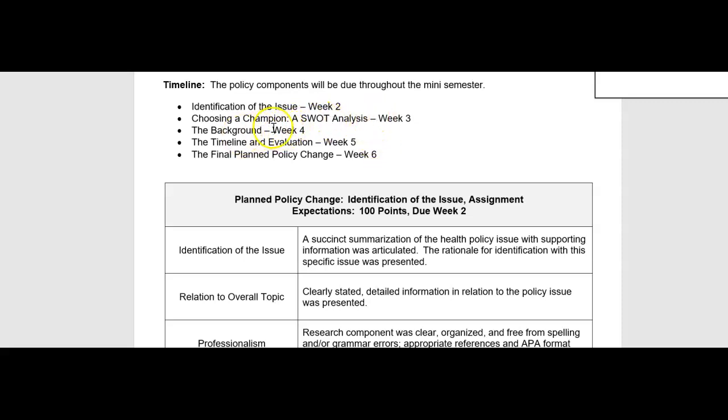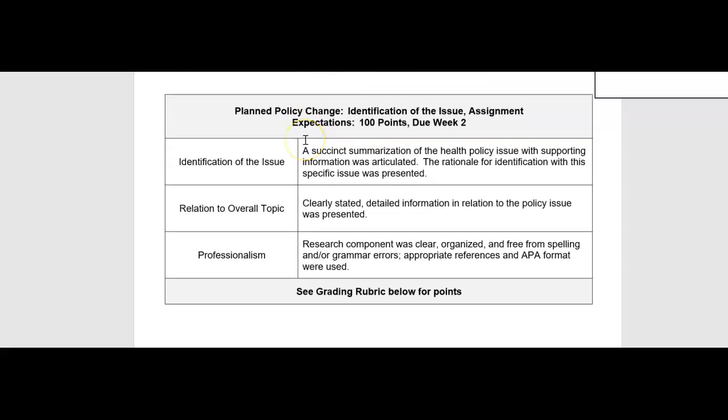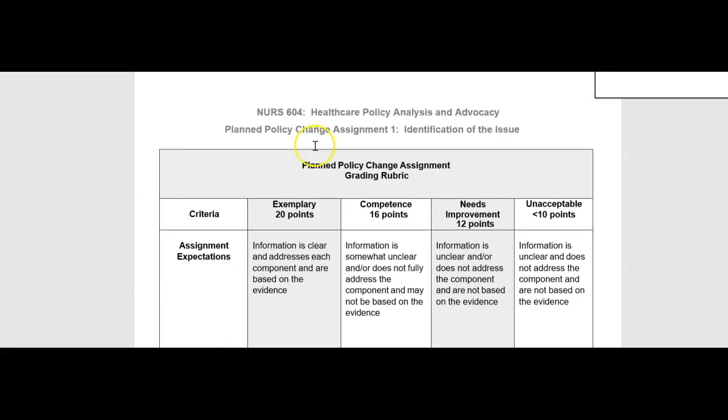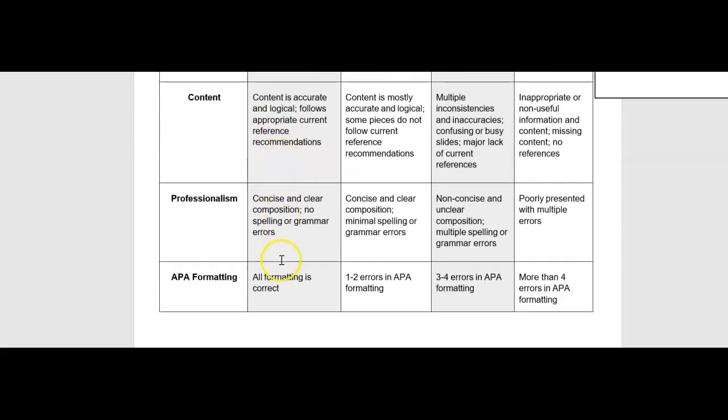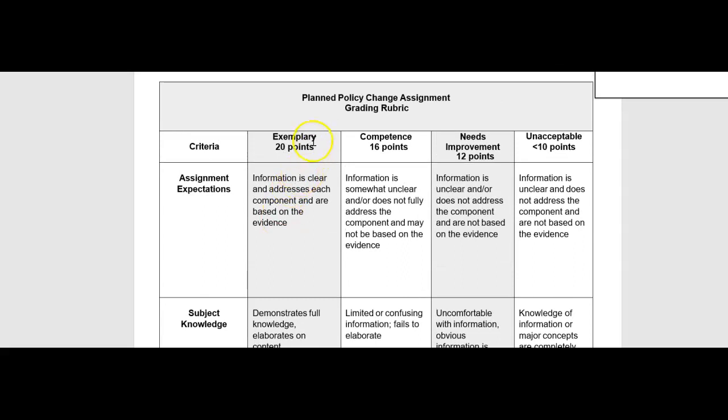So when I'm looking at the background for your issue, I also want to look and see, oh yes, you identified this issue. This was your champion. You did a SWOT analysis. Now you're giving me the background. So it's pretty clear just to keep it all in one document and submit every week. On week 5, you're actually submitting the document that includes all of these. I hope it's clear. And there's a grading rubric for each one of the assignments. It's the same. If you're exemplary, this is all going to add up to 100 points.